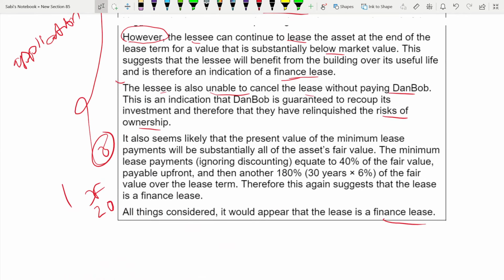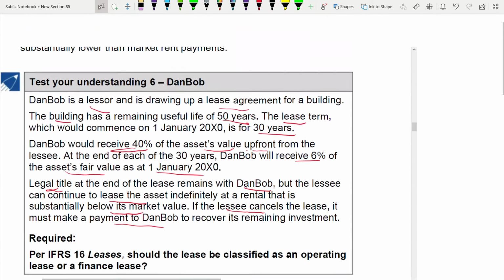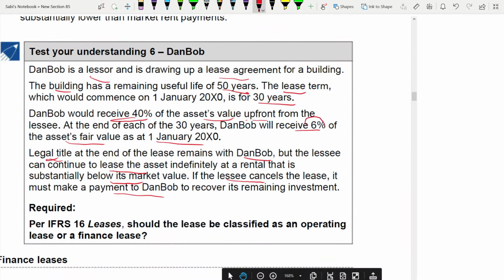What is the fifth one? Present value. Is the present value of the minimum lease payments substantially all of the assessed fair value? We'll see. They have already given you that 40% of the fair value is paid upfront. It's given in the case study. That is the minimum lease payment. And then another fair value over the lease term. The lease term is 30 years, and each year you are getting 6%. That's what they have written here. They will receive 6%.